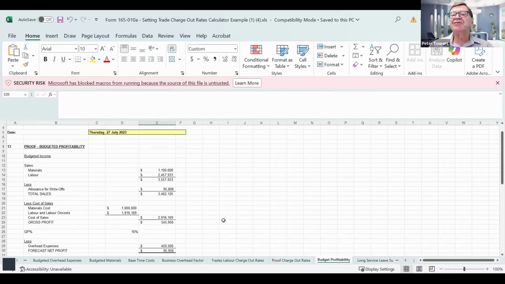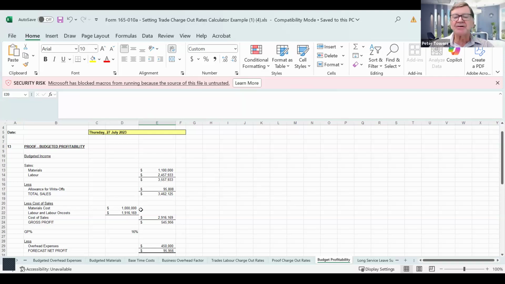Now the system then produces the proof of the budgeted profitability. Remember, we had materials, they cost $1 million. We marked them up by 10%. So there's a sale price of $1.1 million. The labour figure that we've just established from our charge out rates is going to generate 2.47 million. And we've got an allowance for write-offs, which has got to be deducted, of course, so 95,000. So we've got total sales of 3,462,000.